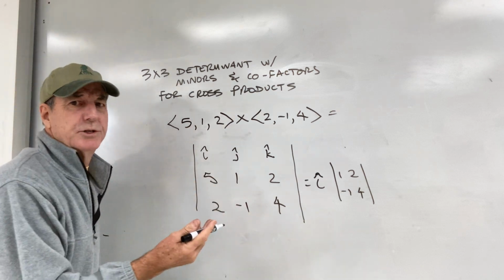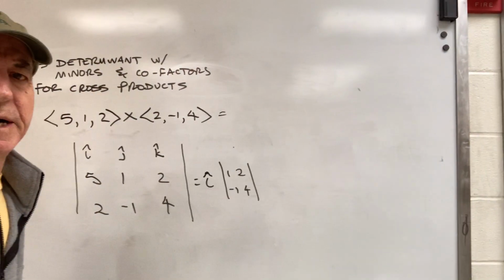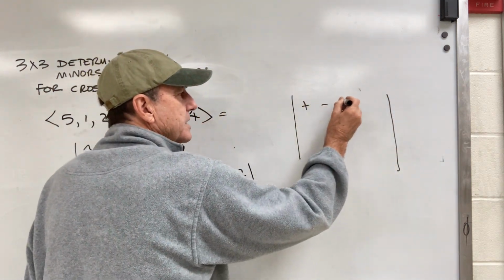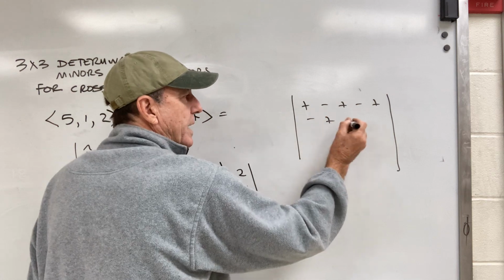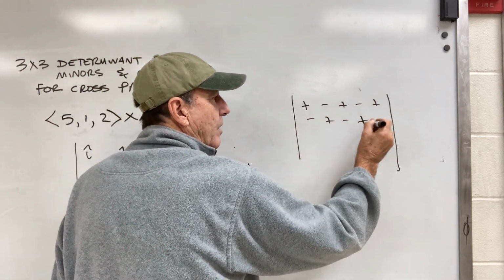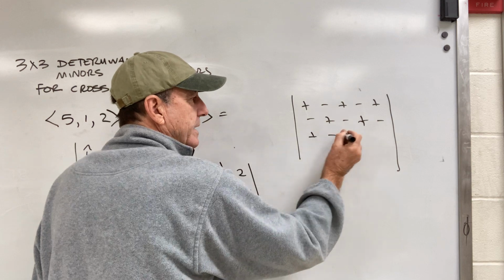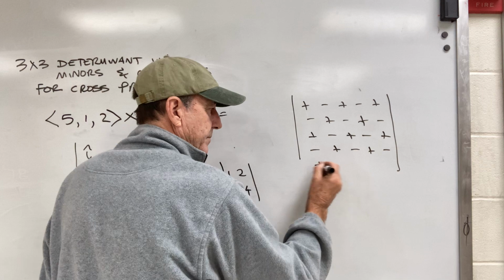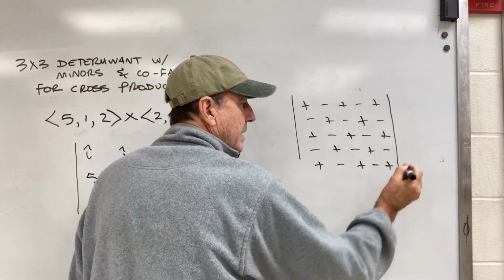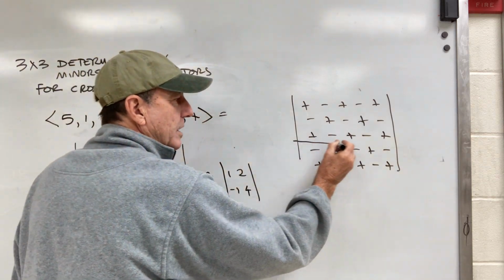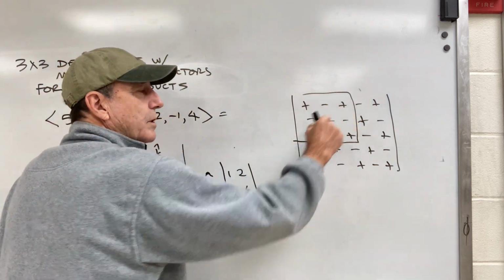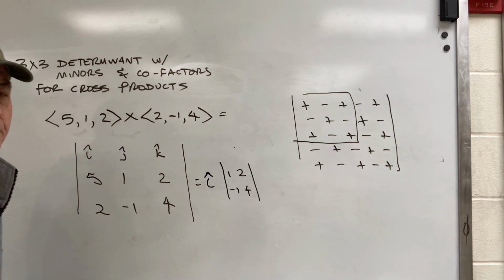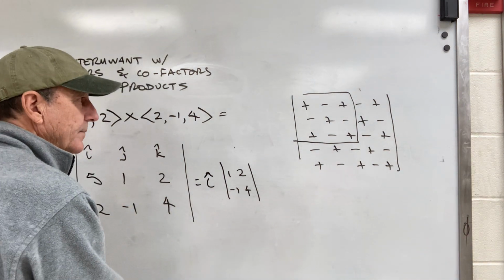And by the by, there's a nice shortcut for this. All of these powers of negative 1 follow a pattern like a checkerboard. Plus, minus, plus, minus, plus. So depending where you are, you can just read off the sign that's generated by looking at a checkerboard pattern. For a 3x3, it's going to look like this. Plus, minus, plus. For this first row, it's going to be plus, minus, plus. And that way we don't have to calculate the power of negative 1.